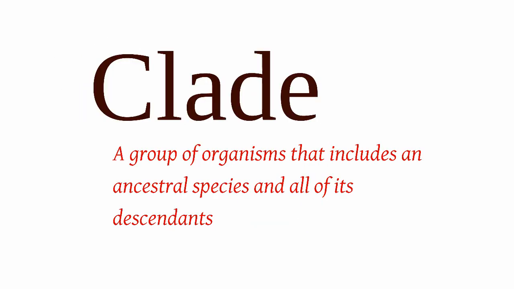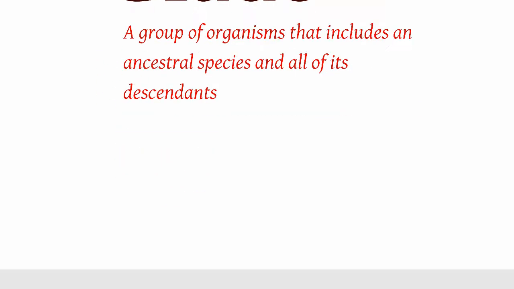All right, so moving forward with defining terms. Your book spends a little bit of time on this, so I want to spend a little bit as well. A clade is a group of organisms that includes an ancestral species and all of its descendants. This is often synonymous with a monophyletic group, and not all taxonomic groups are monophyletic.